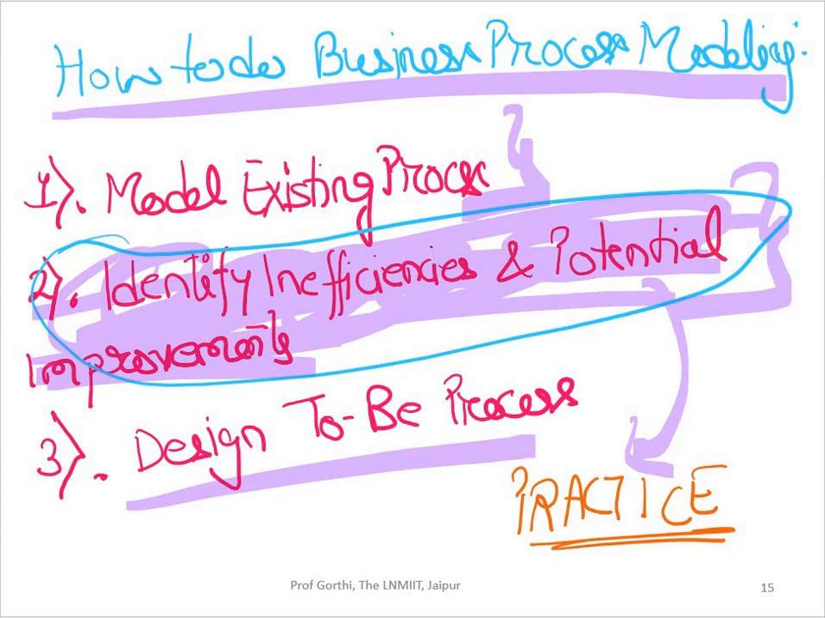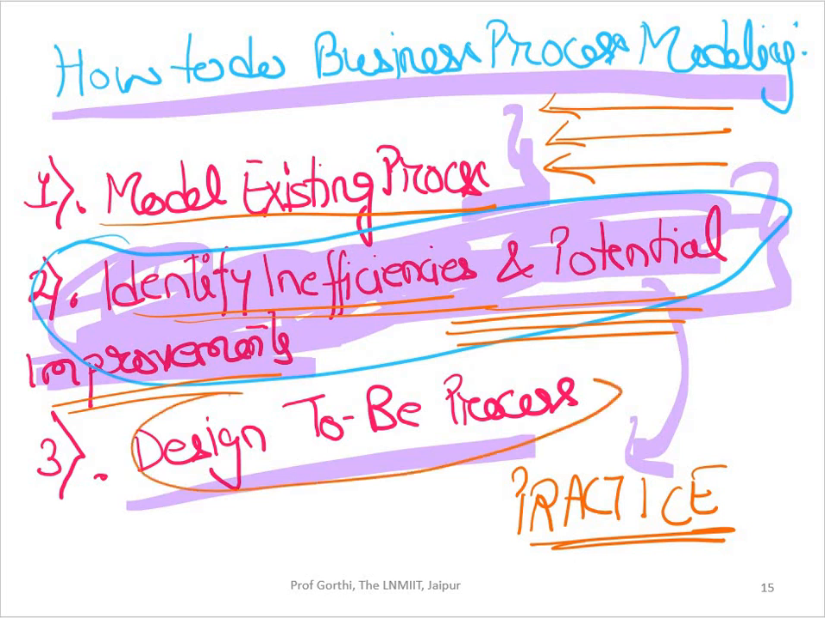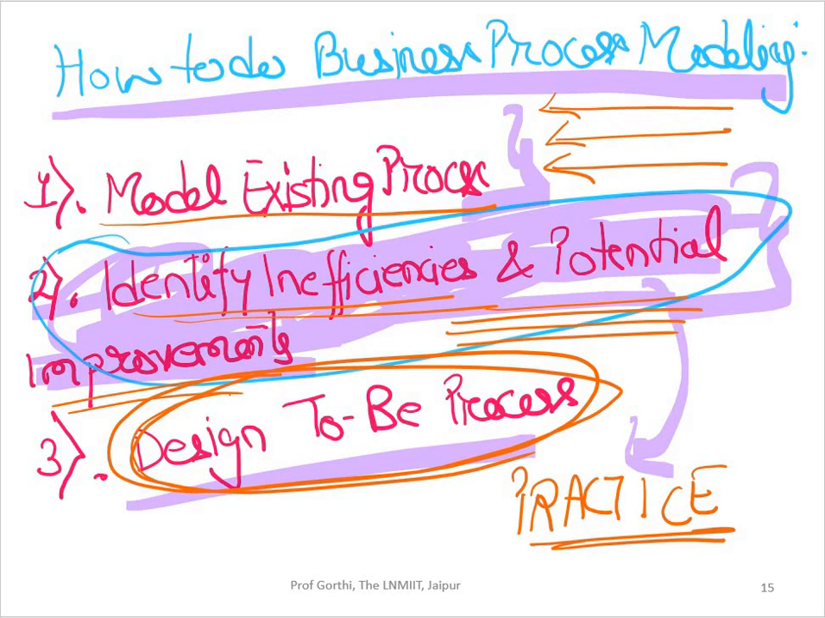Because first of all, I have modeled the existing process. Whatever process I am going ahead with, it can be a loan application, it can be, let's say, a grade awarding system. I have identified the process, I have modeled it. Now I am trying to identify the problems associated with it, the inefficiencies in the system and the improvements. And then I'm going to redesign this. That means I'm going to model my business process.